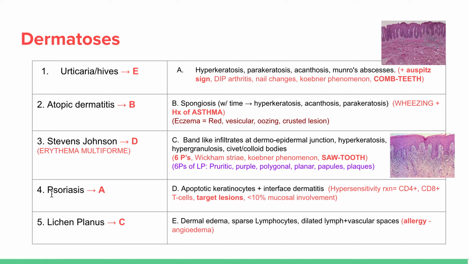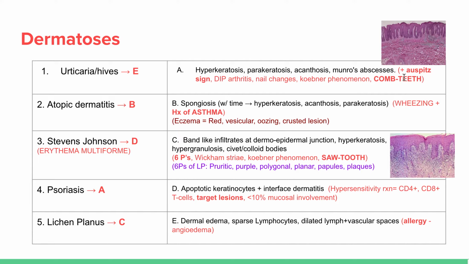Okay, number 4 is psoriasis. Psoriasis is going to be your option A. You're going to see this comb teeth-like appearance on histology. You're going to see hyperkeratosis, parakeratosis, acanthosis, Munro's abscesses, little neutrophils collecting under these comb-like structures.